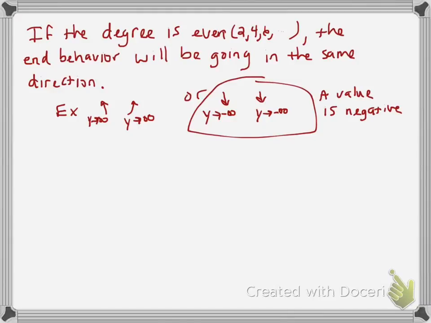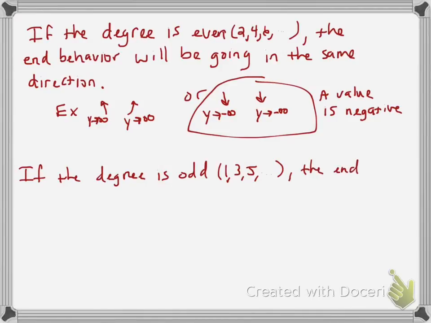So now you should be able to look at a graph, and you should be able to look at an equation, and you should be able to determine, well, what's happening at the extremes, what's happening at the left side of the graph, and what's happening at the right side of the graph, if my degree is even. Now, if the degree is odd, so that's 1, 3, 5, and so forth, the end behavior is going to be going in opposite directions.